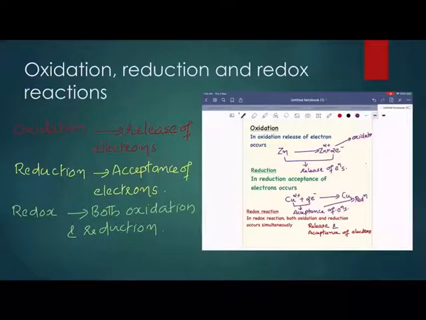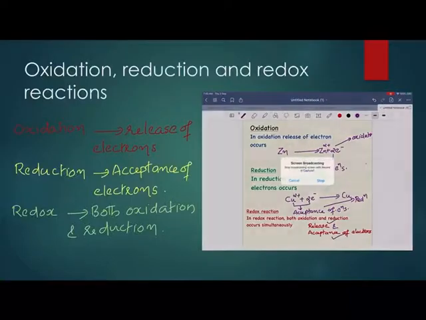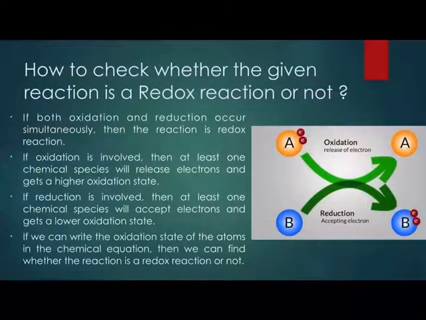In a redox reaction, both oxidation and reduction occur simultaneously. That means in a redox reaction, both release and acceptance of electrons occur. Electrochemical reactions are redox reactions. Then how to check whether the given reaction is a redox reaction or not? If both oxidation and reduction occur simultaneously, then the reaction is a redox reaction.